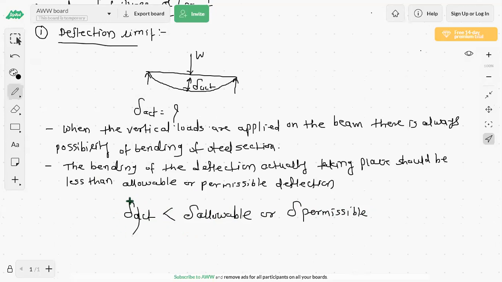It means the actual value coming due to this external force, due to this W, whatever deflection occurs, that deflection should be less than delta allowable or permissible. How to calculate delta actual and how to calculate delta allowable, that we will see in the design procedure. But delta actual is always less than delta allowable. Many times in examinations, competitive examinations also, such a question will be asked. Delta actual is always less than delta allowable. Are you getting? If the delta actual is greater than the delta allowable, then our structure will fail.